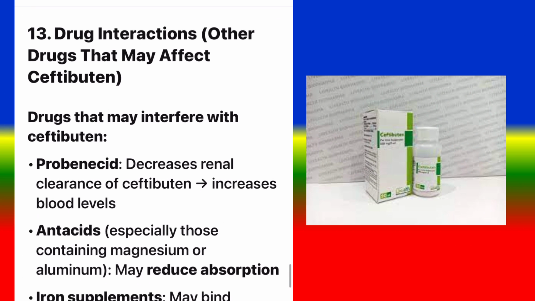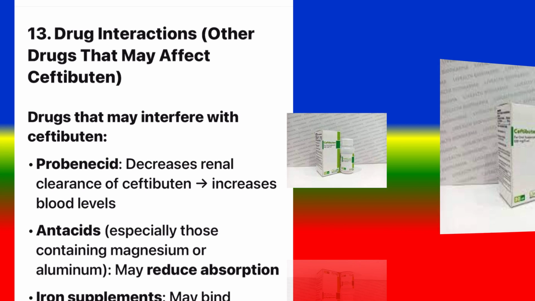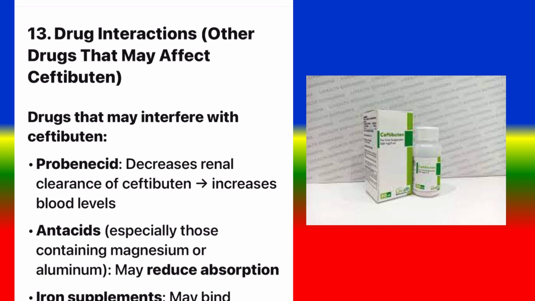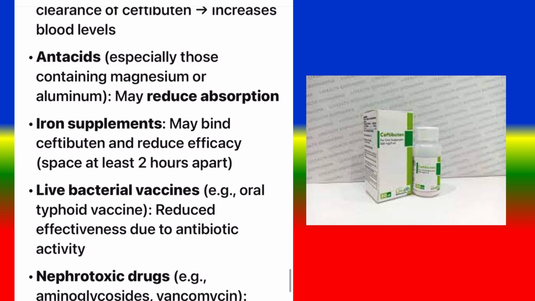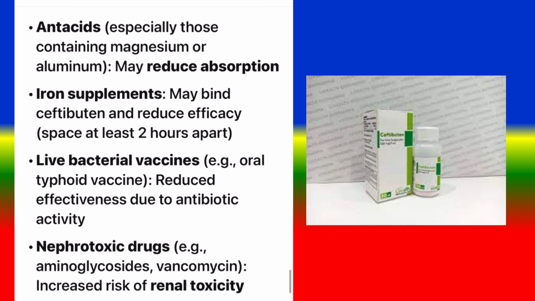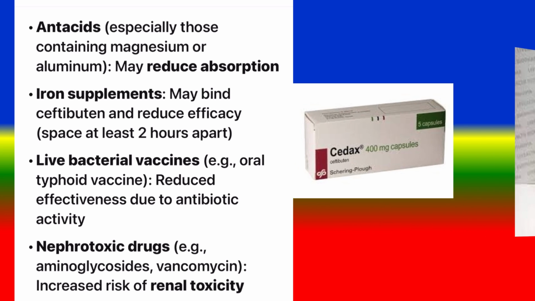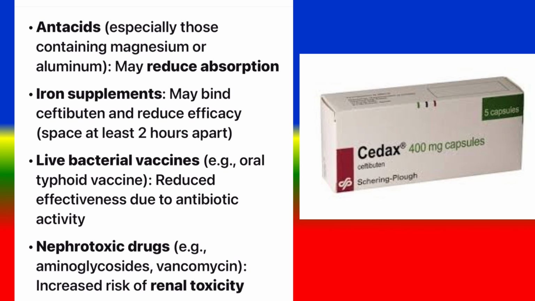13. Drug interactions. Other drugs that may affect ceftibuten. Drugs that may interfere with ceftibuten: probenecid decreases renal clearance of ceftibuten, increases blood levels. Antacids, especially those containing magnesium or aluminum, may reduce absorption. Iron supplements may bind ceftibuten and reduce efficacy, space at least 2 hours apart.